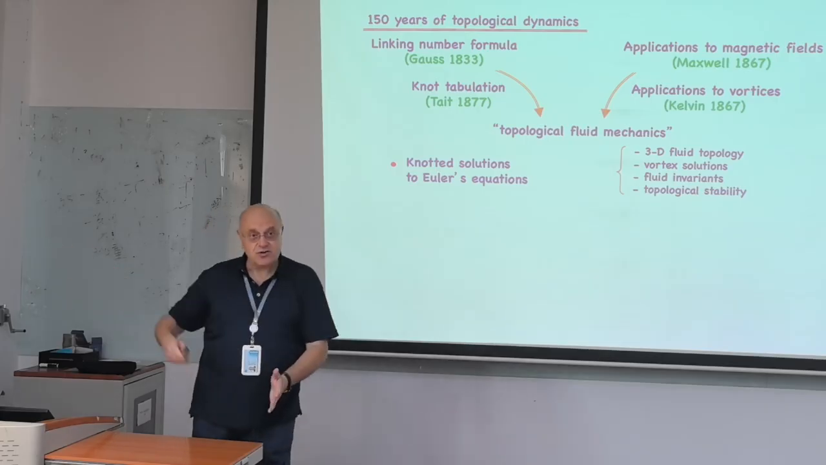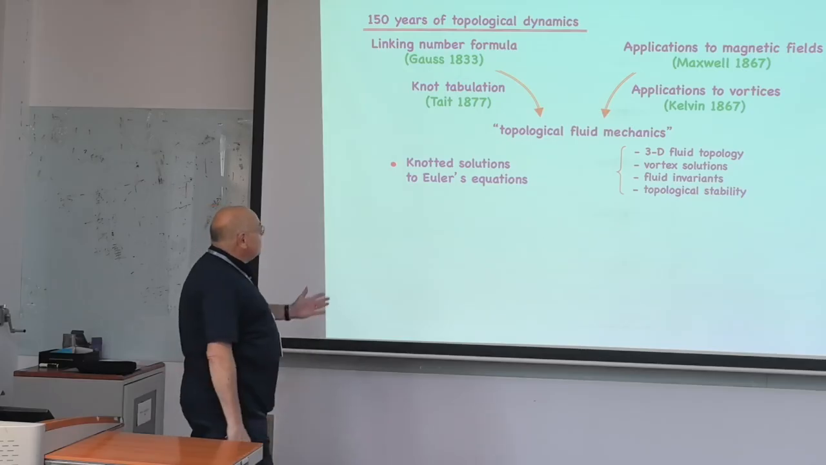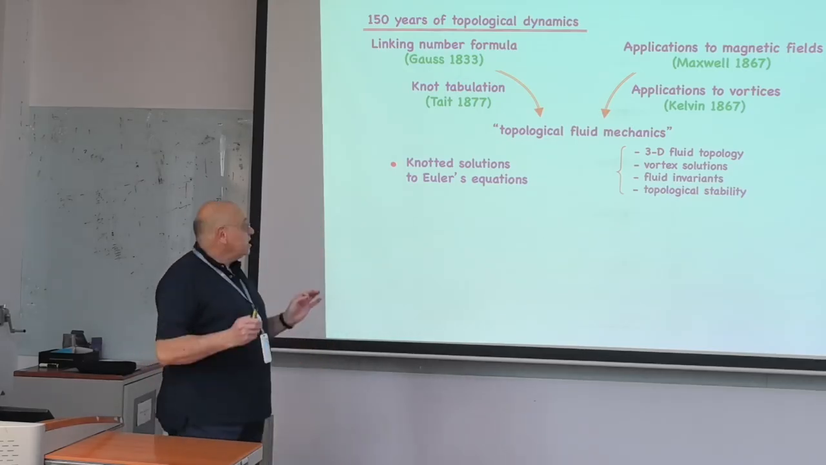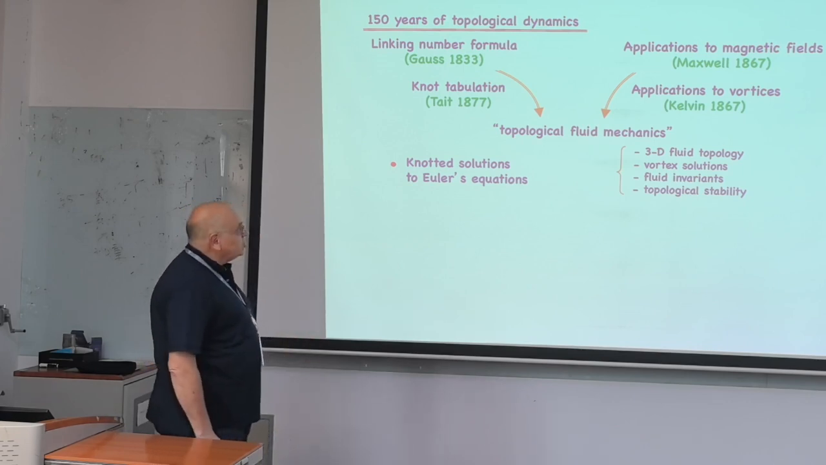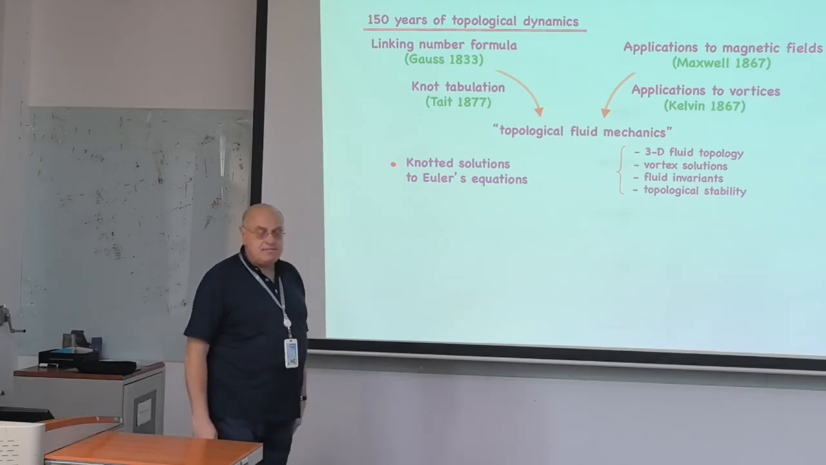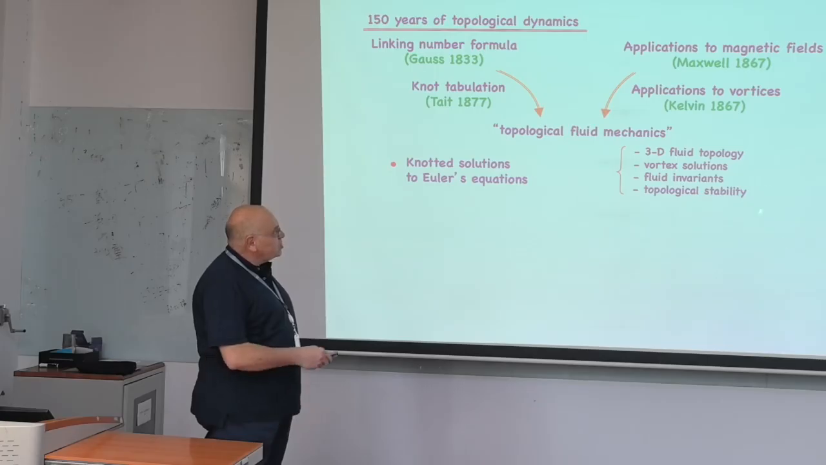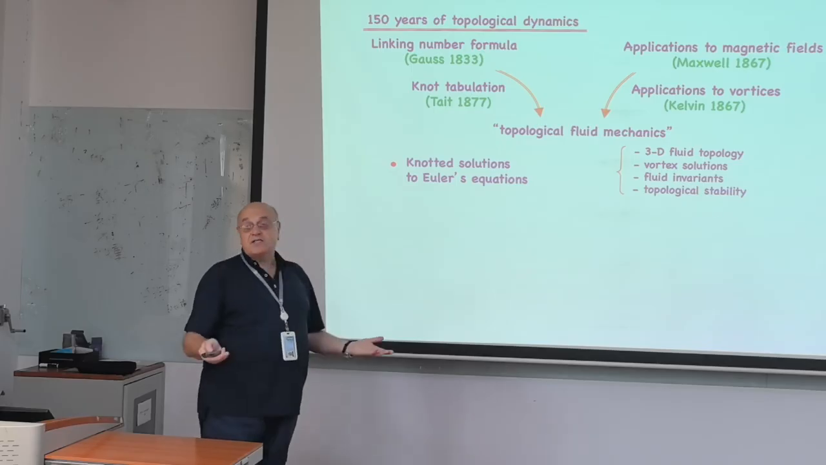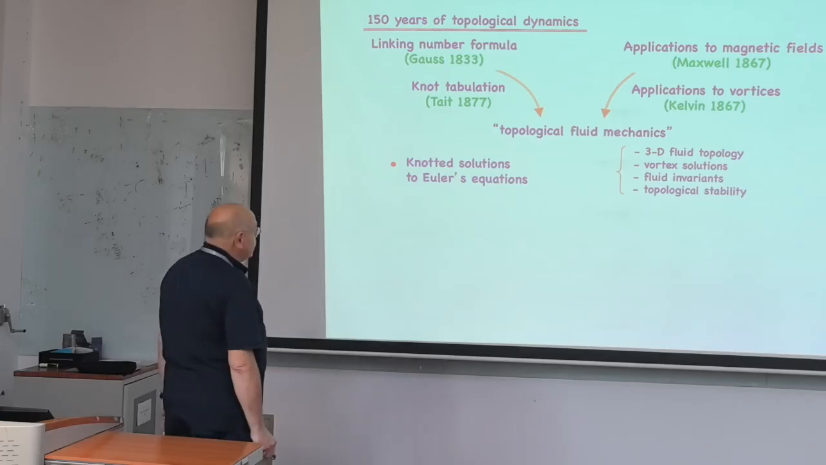Of course, there is also topological quantum field theory that matters. And in mathematics, one open problem is to find rigorous knotted solutions to Euler equations. And this diversifies in many, many different fields. The study of 3D fluid topology, vortex solutions, as I said, the role of invariants related to topology, and the aspects of stability. Very, very difficult and open.